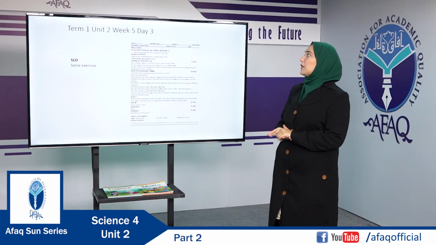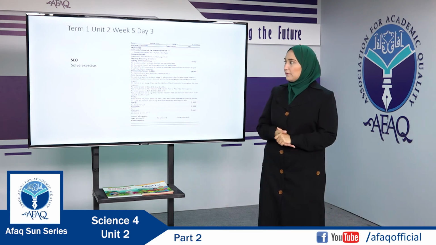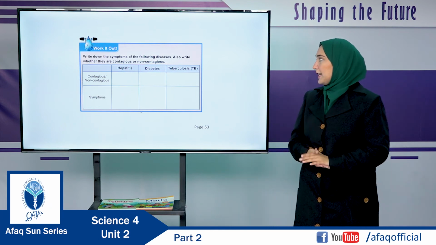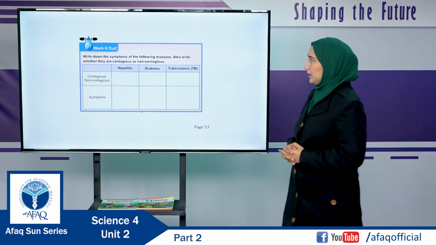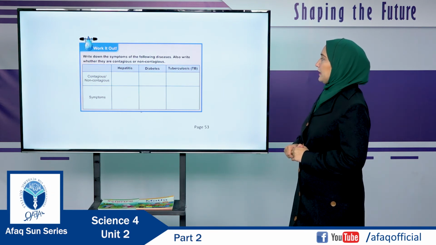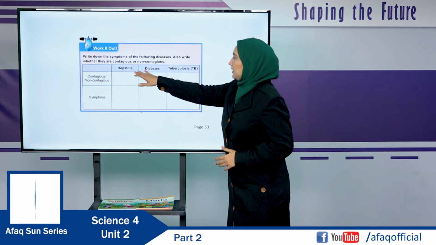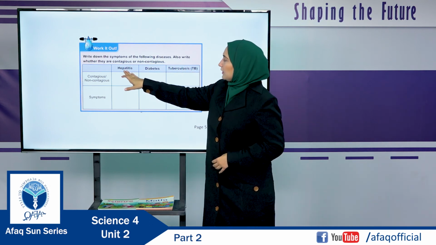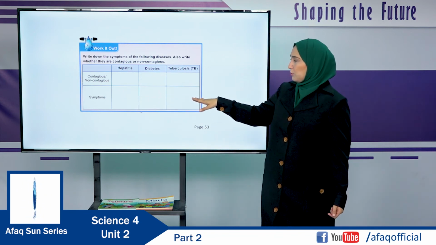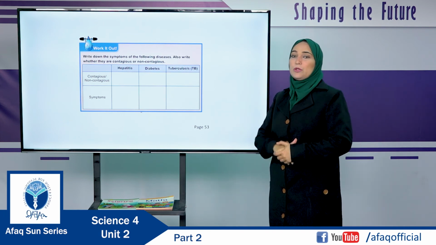Now we are moving towards day 3 of week 5, unit 2, term 1, and we are going to solve exercises in it. Students, open page 53 of your textbook. Work it out is given on that page. You have to solve this work it out. You have to write down the symptoms of the following diseases and write whether they are contagious or non-contagious diseases. Here some diseases are given. You have to write whether these are contagious or non-contagious, and then you have to write the symptoms as well in the boxes given. Solve this, work it out and show it to your teachers.